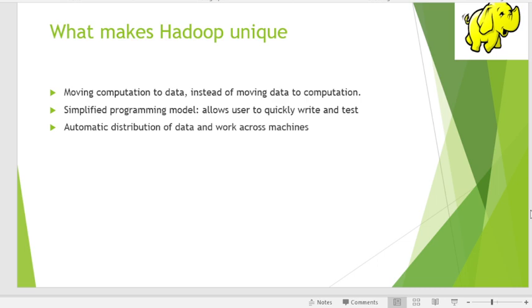Now, what makes Hadoop a unique system? Moving computation to the data instead of moving data to the computation. In the Hadoop system, data is replicated at the different nodes, and we are moving the computation part to the data wherever it is stored. It has a simplified programming model that allows users to quickly write and test. And there is automatic distribution of data and work across the machines.